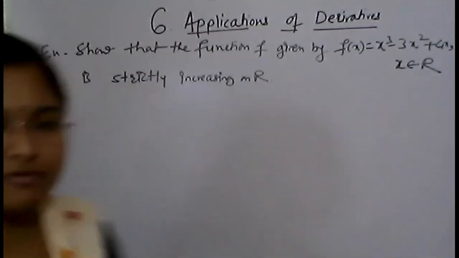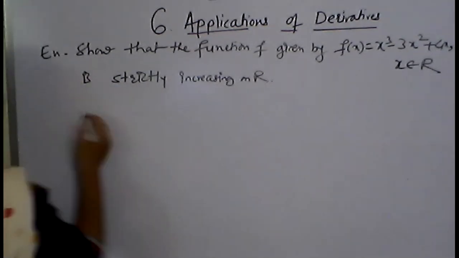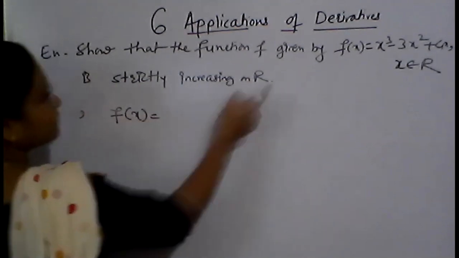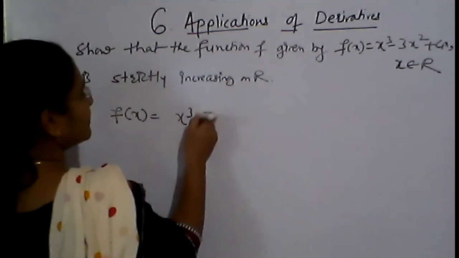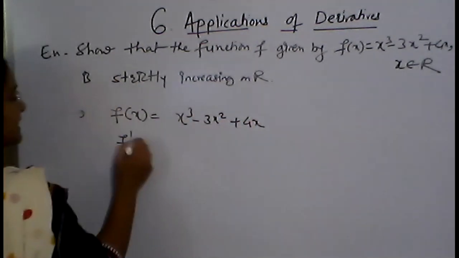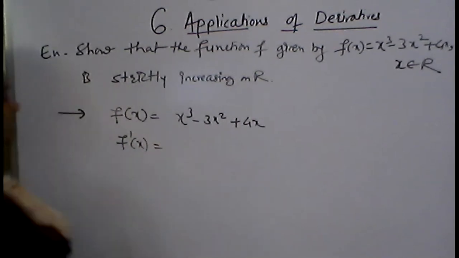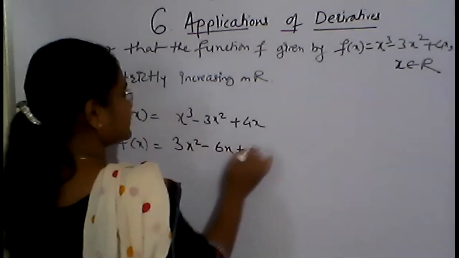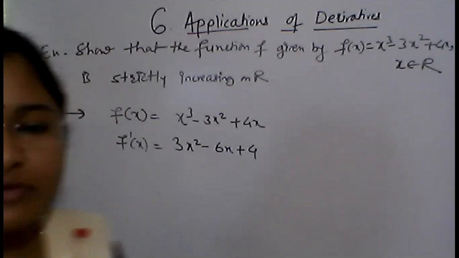Okay, so we have f of x is x cube minus 3x square plus 4x. So if we differentiate function f with respect to x, we get 3x square minus 6x plus 4. Now next step, what will be there?